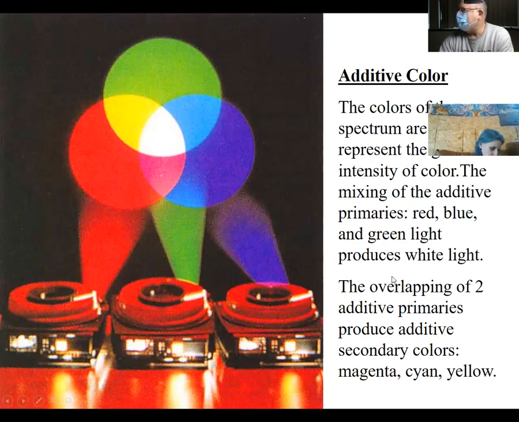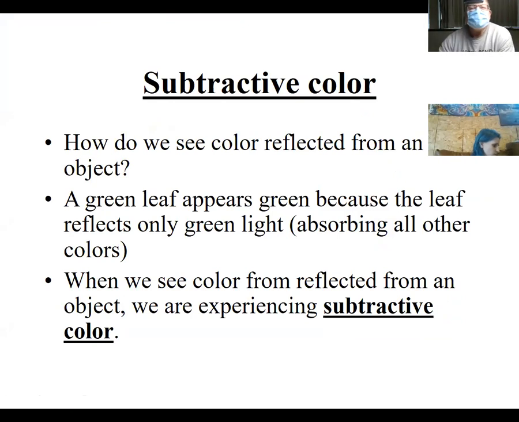And I'm sorry, but I have to keep moving on. So next page. So we in art and design, in a lot of areas of the design, use the subtractive color system because we are using dyes and paint, pigments, and other kinds of things. So we have to ask ourselves, how do we see color when we see objects, when we see a leaf on a tree or the tabletop in front of you or something like that? How do we see color reflected from an object? The theory is that a green leaf appears green because the leaf reflects only green light back to the observer's eye, and it absorbs all the other colors.